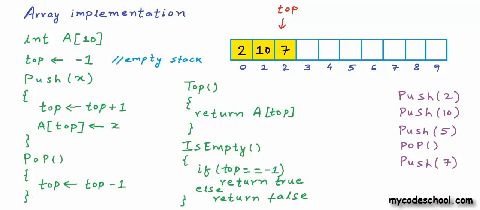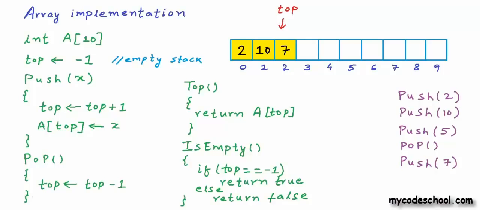Sometimes pop and top operations are combined together. In that case, pop will not just remove an element from the top of the stack, it will also return that element. Language libraries in a lot of programming languages give us implementations of stack. The signature of functions in these implementations can vary slightly.